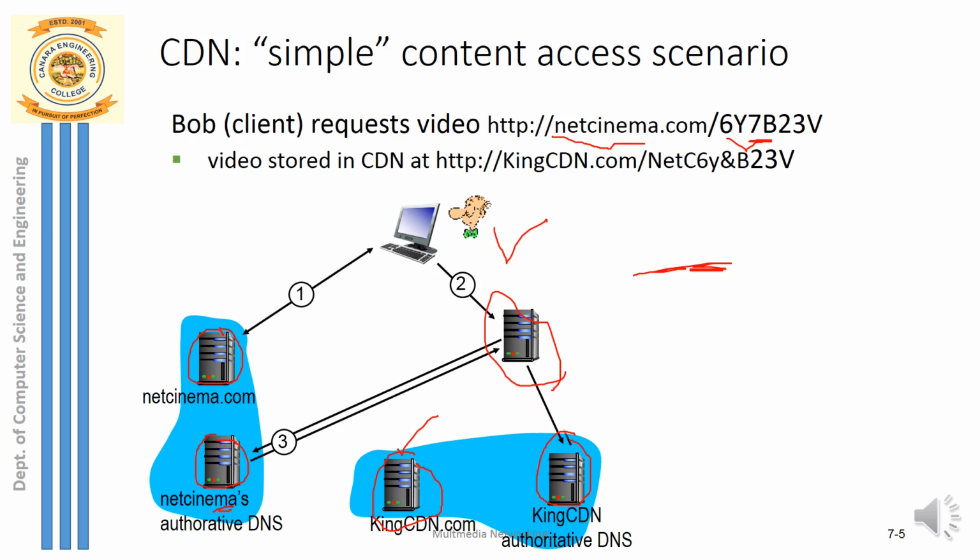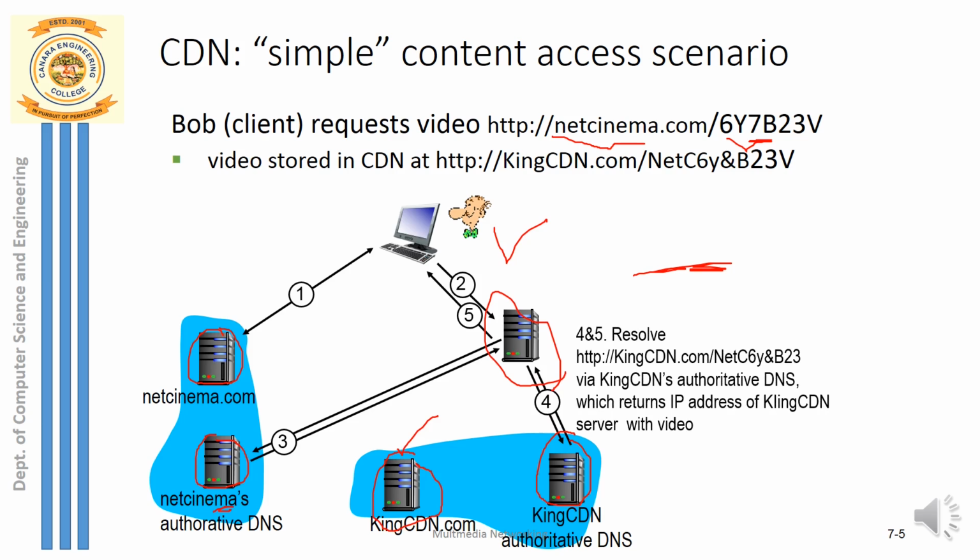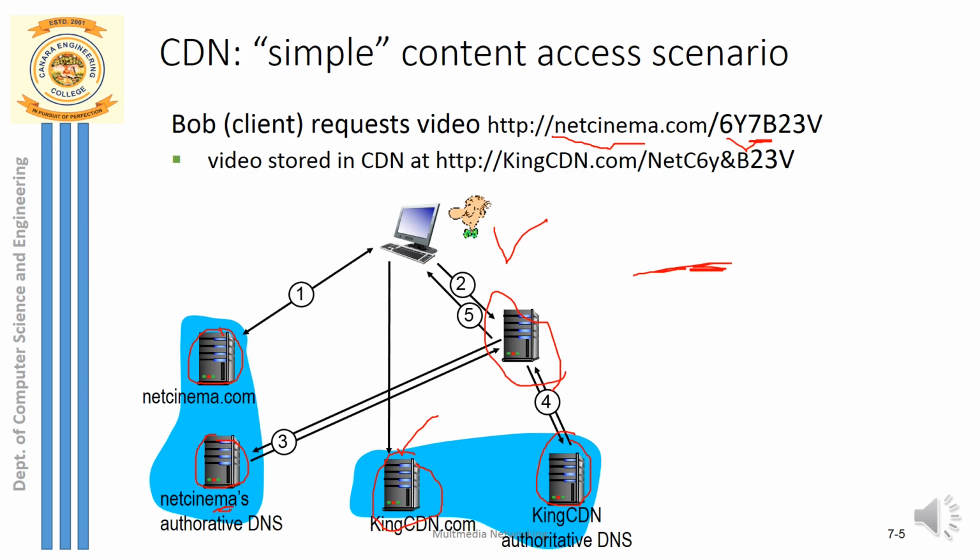So there King CDN will be contacted, and then the King CDN server will give you the address of the actual King CDN cluster which is closest to Bob. So Bob will now get, in the fifth step, the address of the closest King CDN cluster. Thereby Bob can now establish the TCP connection with the King CDN server, and he can download the video or watch that requested video. Okay, so this is the live example of CDN.